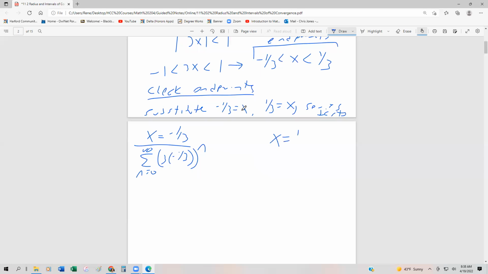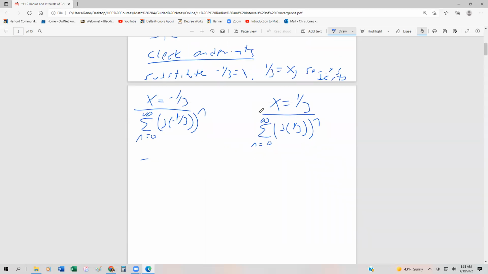And then if x were equal to positive 1/3, this would be the series n equals 0 to infinity of 3 times 1/3 to the nth power. All right, so all we're doing is substituting the 1/3 back in. And by simplifying this, we literally get the series n equals 0 to infinity of minus 1 to the n, and then we also get the series n equals 0 to infinity of 1 to the n.